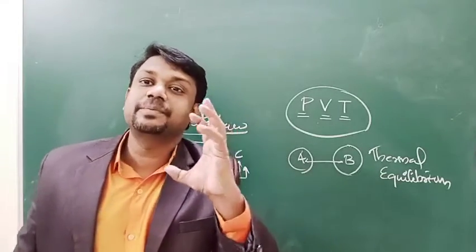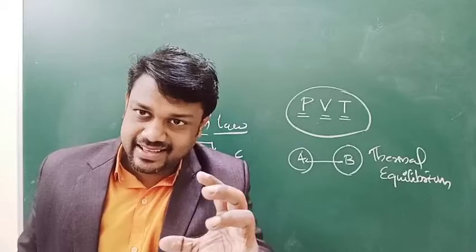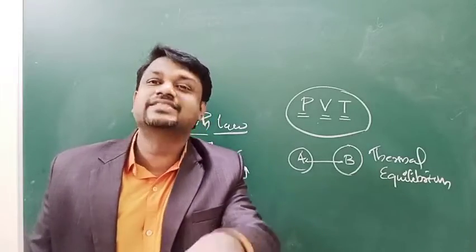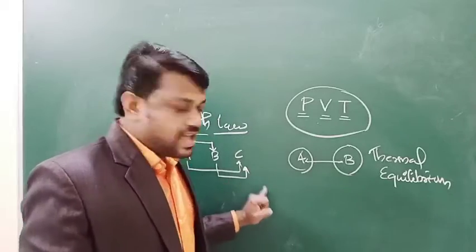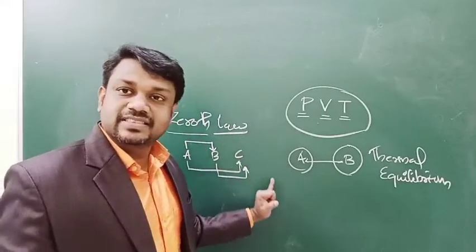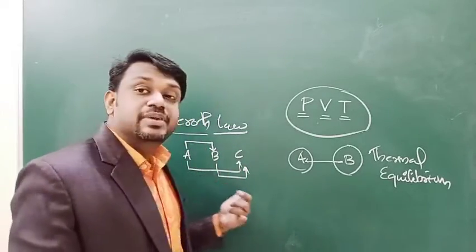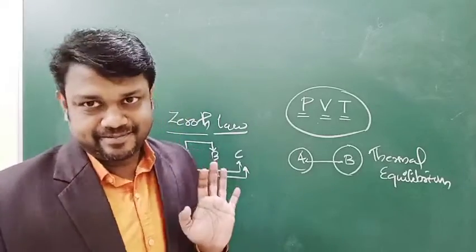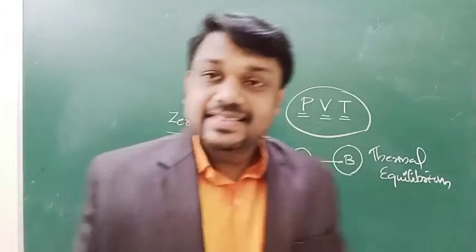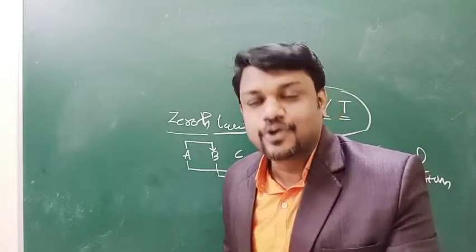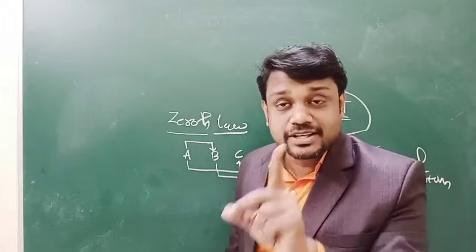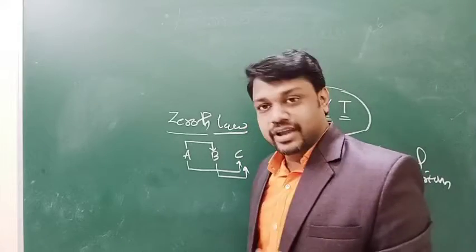So the definition of temperature is given by the zeroth law in this way. That is, if A is in thermal equilibrium with C and B is in thermal equilibrium with C, then the temperature of A and B is the same. Actually, this should be the first law of thermodynamics.